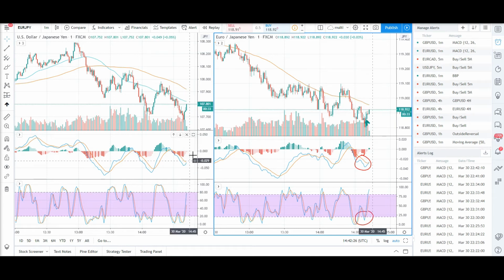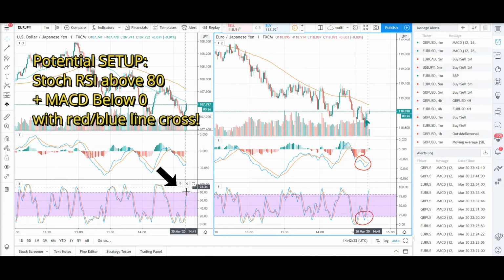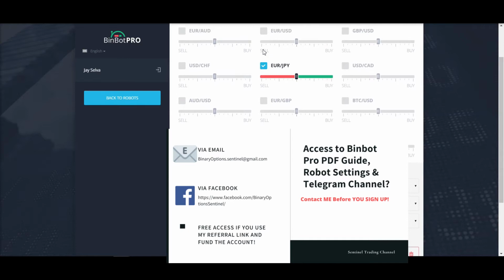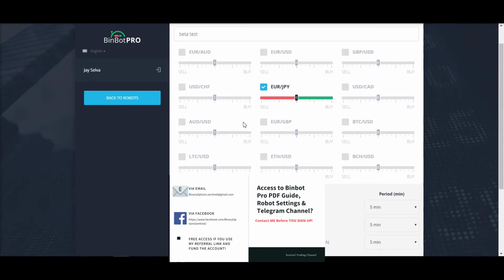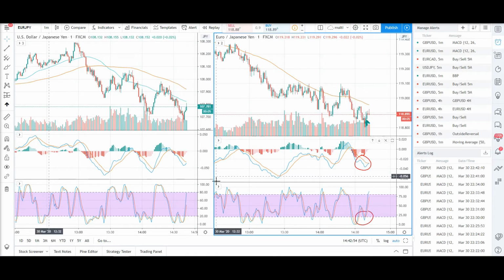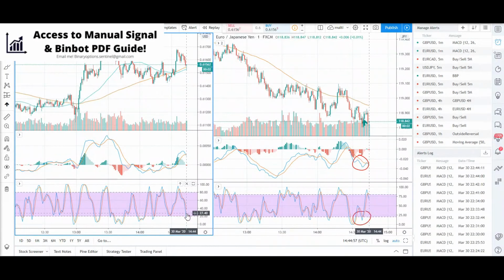In fact, the US Japanese Yen is perfect to take a trade, as it's going above and the MACD is about to cross. So it's very likely for the MACD to have a cross, and at the same time the stochastic RSI goes above 80. However, unfortunately, there is no USD JPY pair for Binbot Pro, so I probably will not activate it for that trade, even though it is ideal. But it's a good demonstration of what I'm looking for. So I'm going to wait for this trade to expire.